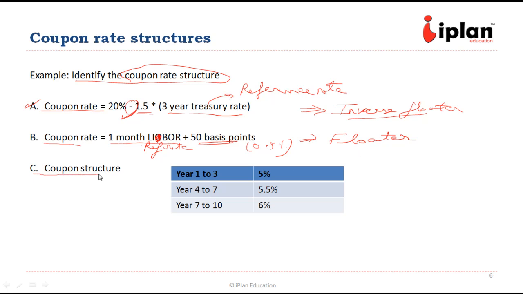Now let us look at the third case where the coupon structure is given as: for year 1 to 3 it is 5%, for year 4 to 7 it is 5.5%, for year 7 to 10 it is 6%. We can clearly see that there are steps and the coupon rate is rising step by step. For the first 3 years it is 5%, the next 3 years it is 5.5%, and it is rising. So this is the case of step up notes.